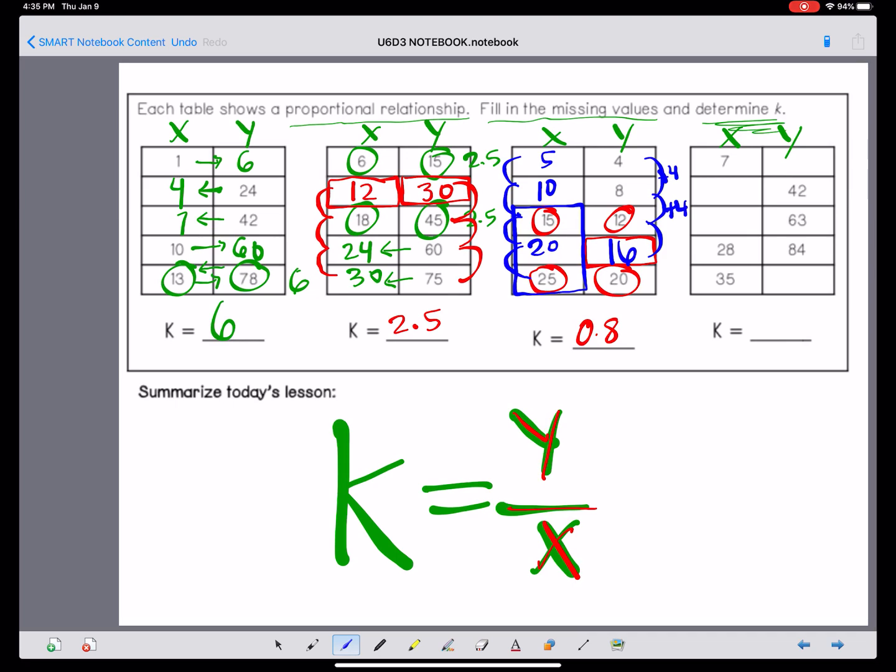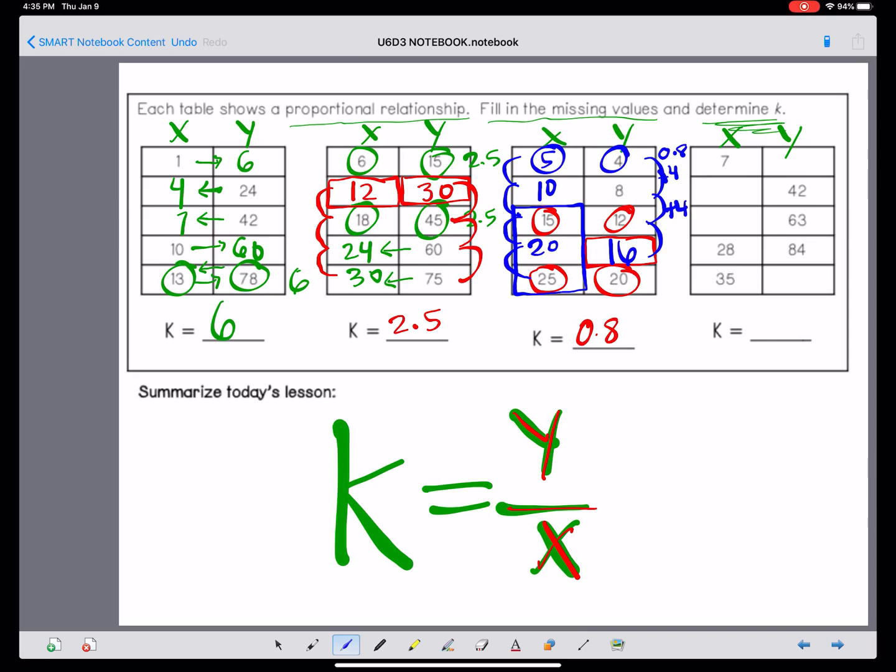And you can double check your answers and do 4 divided by 5, just because that is the same thing as y divided by x, which is our constant. And that is going to give us 0.8, which is our constant, which is great. So that means we did our math right.